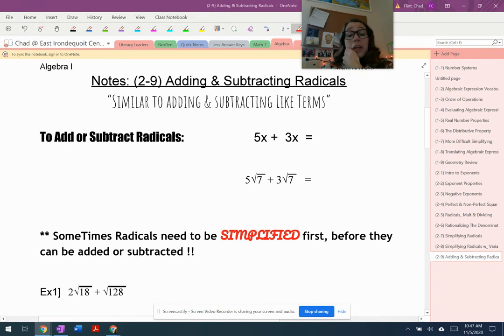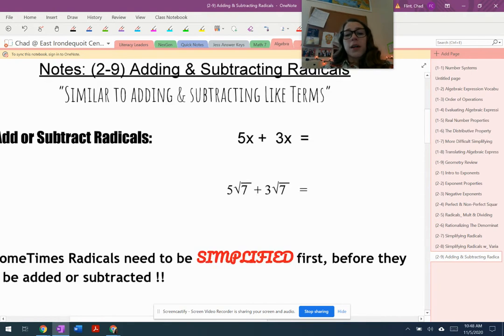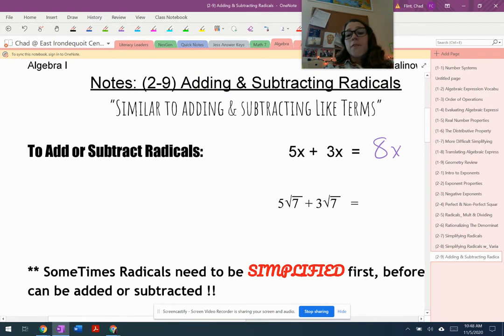So in order to have like terms, we need to have that same variable and those same exponents. Okay, so if I have 5x and I'm adding 3x to it, that would leave me with a good old 8x. We're going to follow that same kind of process when we're adding square roots and things. If I have 5 square roots of 7 and I'm adding that to 3 square roots of 7, well, just like 5x plus 3x is 8x, 5 square roots of 7 plus 3 square roots of 7 gives us 8 square roots of 7.